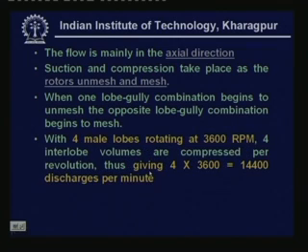With 4 male lobes rotating at 3600 rpm, 4 interlobe volumes are compressed per revolution. That means you have 4 into 3600, that is 14,400 discharges per minute. This depends upon the number of lobes; if you have, let us say, 6 male lobes, then it will be 6 into 3600 discharges per minute.